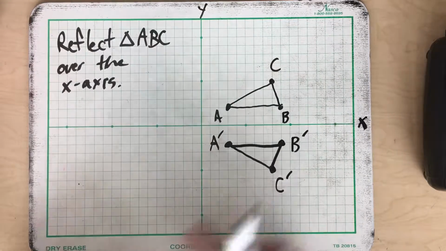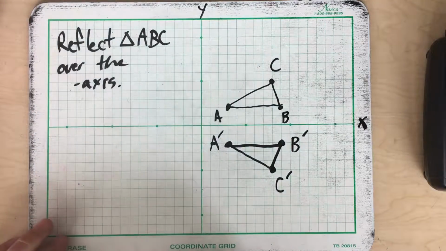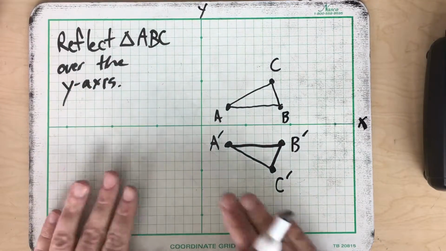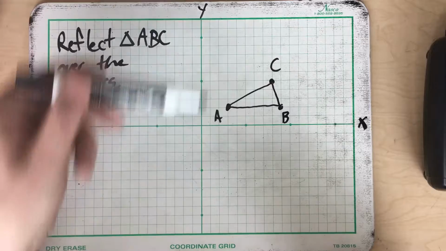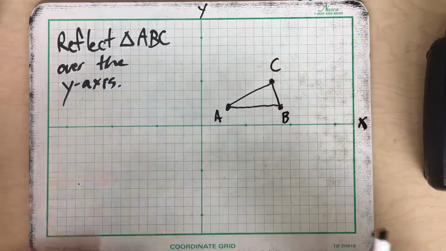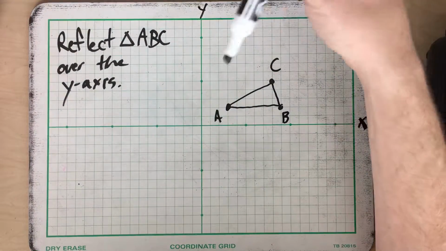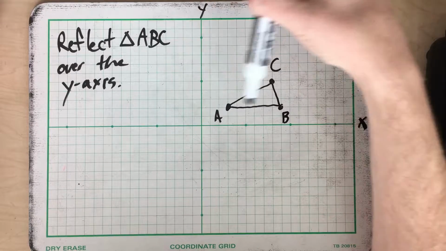Okay. Let's use the same triangle, but for a second example, instead of going over the x-axis, let's go over the y-axis. All right, so I'm going to just erase this. This here is our y-axis, of course. So now, instead of doing a flip like this, we're going to take this triangle and flip it over the y-axis. So in this case, you want to measure the distance to the y-axis to each point.